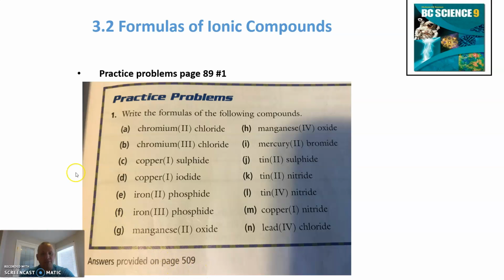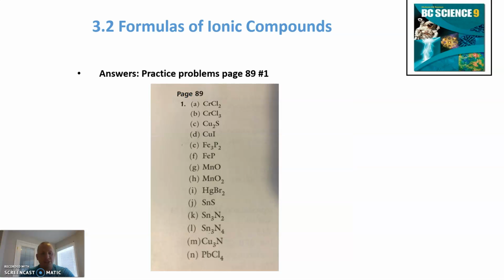So again, some more practice problems from your textbook. Answers are on page 509 or the next slide. So pause here. And here are the answers.